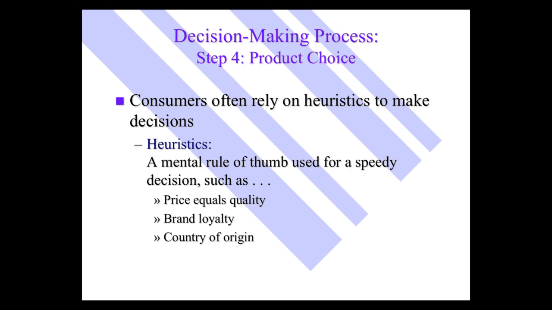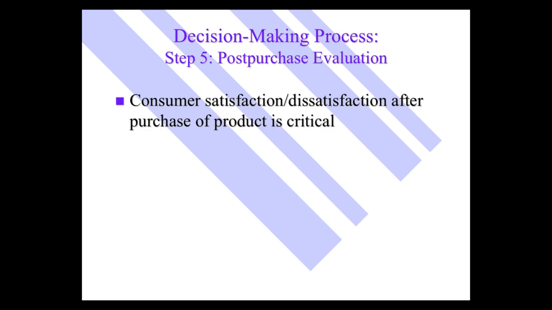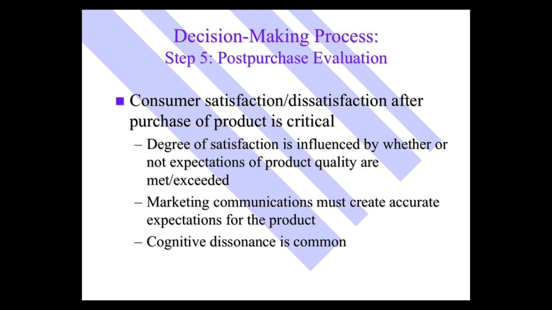Step number five, now that the product has been purchased, there's the post-purchase evaluation. Here's where consumers decide if they're satisfied or dissatisfied with the product. And this process is critical. The degree of satisfaction is influenced by whether or not expectations were met or exceeded. So for the company, marketing communications really need to create accurate expectations for the product. Cognitive dissonance, kind of like buyer's remorse, is common, and so marketers try to minimize that.